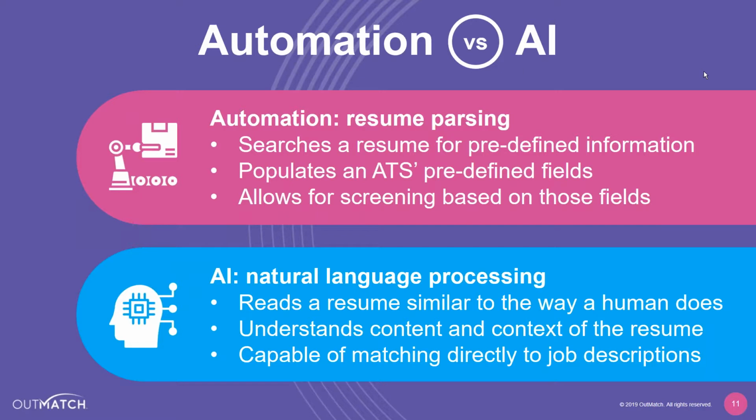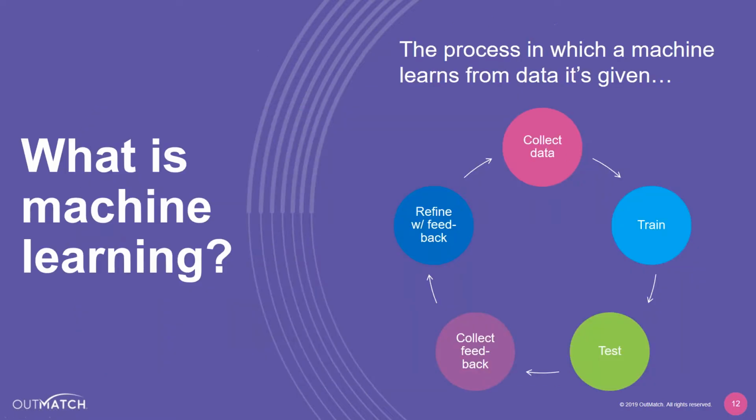And it's capable of matching candidates directly to job descriptions in many cases. So it's not just looking at keywords, it's looking at the candidate's resume holistically and how it compares to the types of qualifications you're looking for in the resume itself. That's the difference between AI and automation.